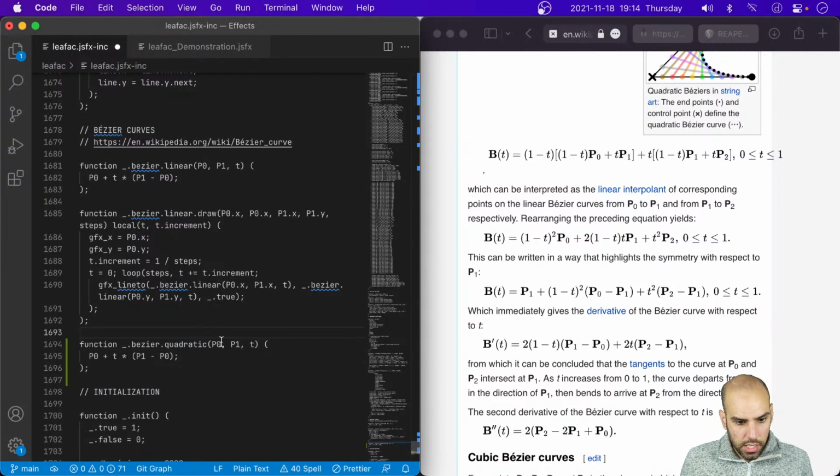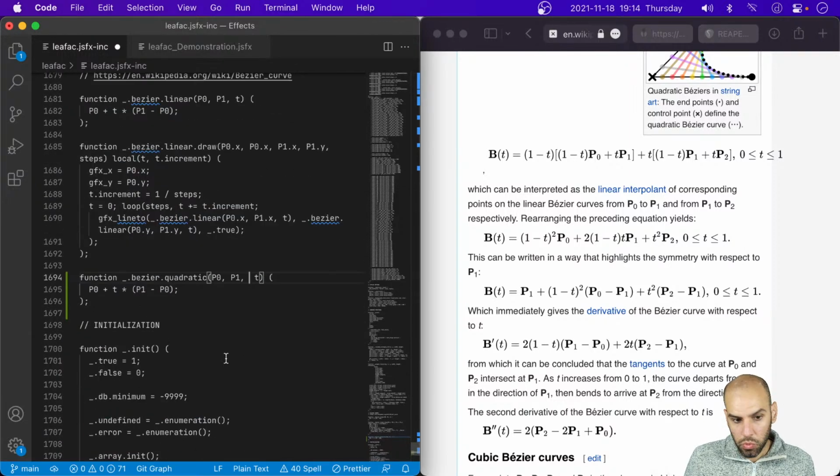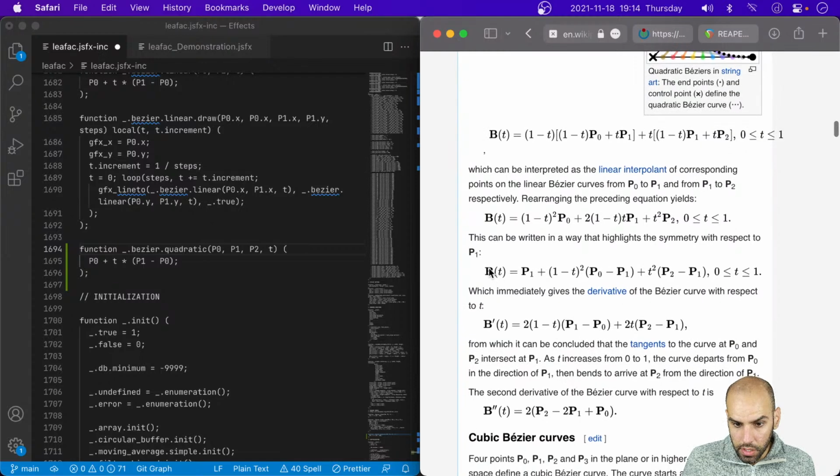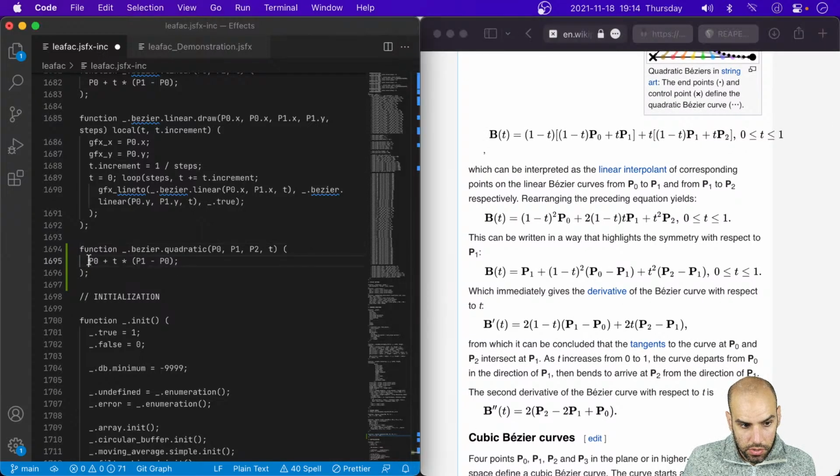Remember that we are doing this in one dimension, and then we are going to have another function that does it in 2 dimensions. And this one-dimensional one is the one you would use for like a compressor or something. So this is a quadratic one. It receives 3 points as arguments. And this is the formula on the right. So let's go ahead and implement that.